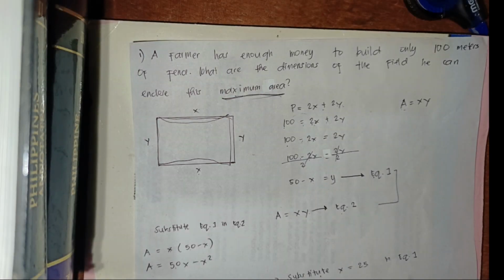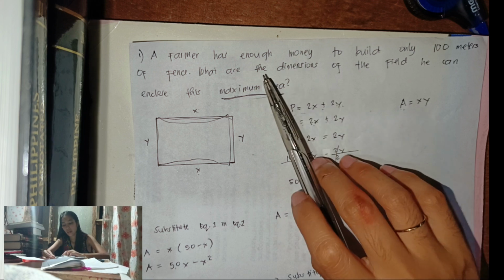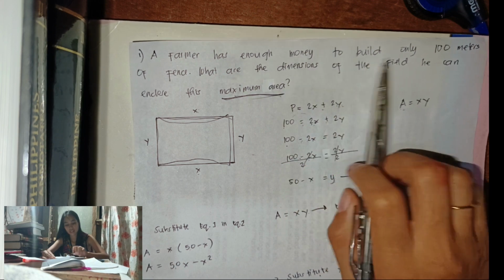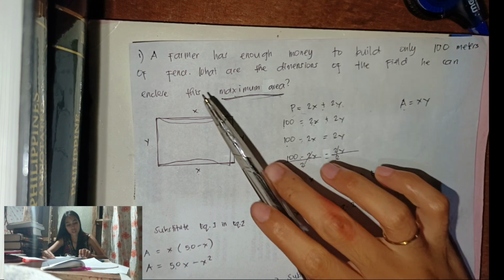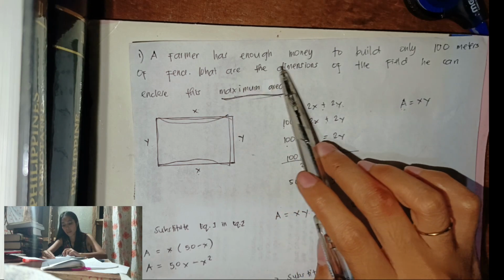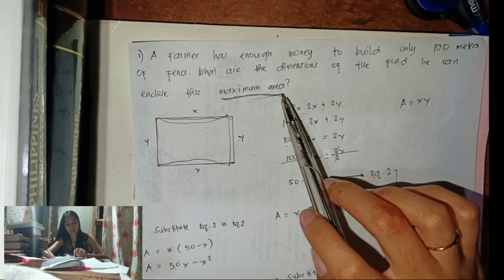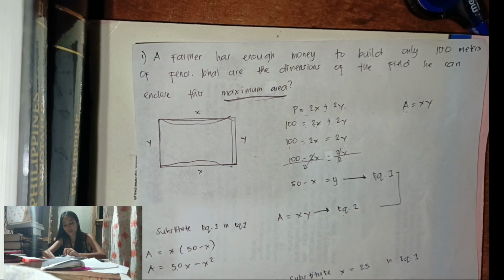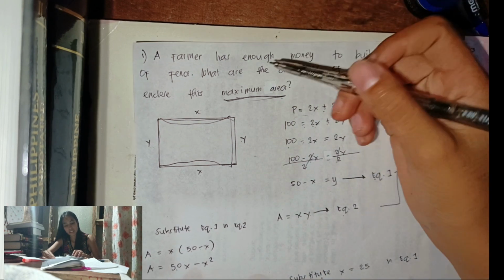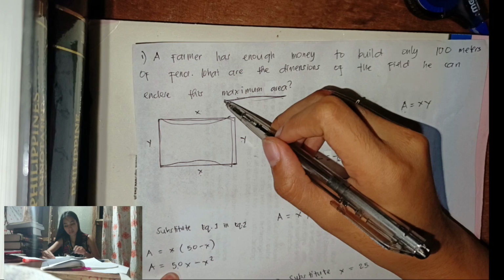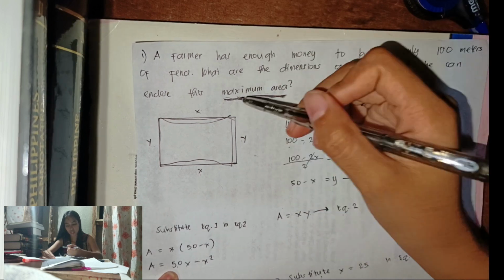So, first problem. A farmer has enough money to build only 100 meters of fence. What are the dimensions of the field he can enclose for this maximum area? So ang atong i-maximize is ang area. Since maximum area man siya, ang gibutan din sa question.